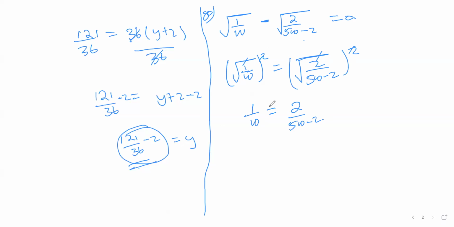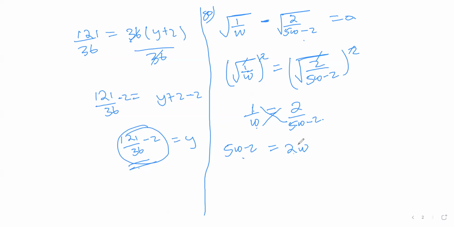So this is a fractional equation that I want to solve for w. Again, with only one fraction on each side of your equation, you can do your cross multiplication. So 5w minus 2 equals 2w. 1 times 5w minus 2 is 5w minus 2. W times 2 is 2w. And we want to solve for w there.